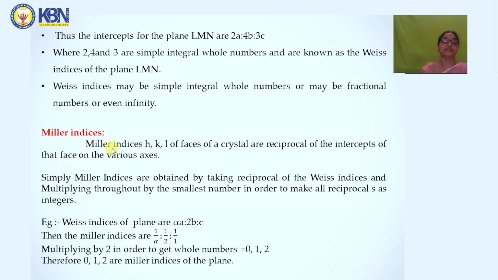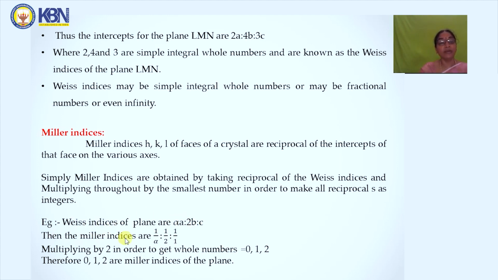Coming to the Miller indices. Miller indices hkl of the faces of a crystal are the reciprocals of the intercepts of the faces, that is, the reciprocals of these indices, multiplied throughout by the smallest number in order to make all the reciprocals integers. Suppose the intercepts of a plane are infinity a, 2b and c. Here the indices are infinity, 2 and 1.